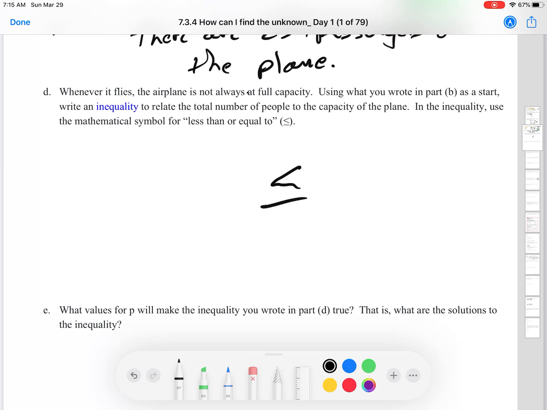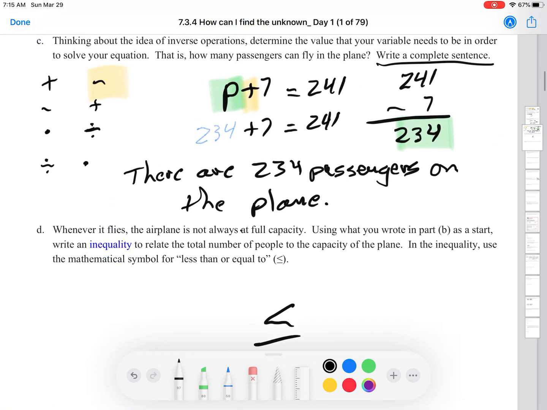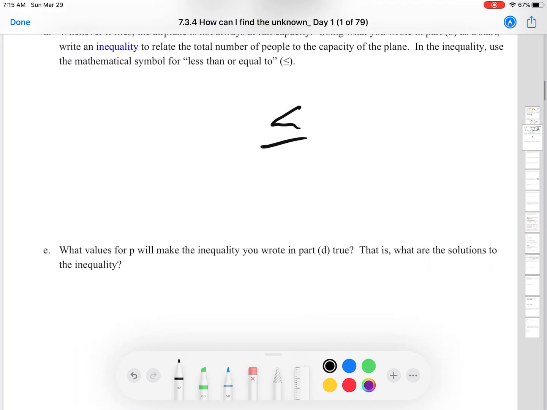And there's our less than or equal to, right? So if we think about all the people that are on the plane, the most that we can have was 241. So all of our passengers plus our 7 crew members has to be less than or equal to 241. We can't exceed 241. We run out of seats.